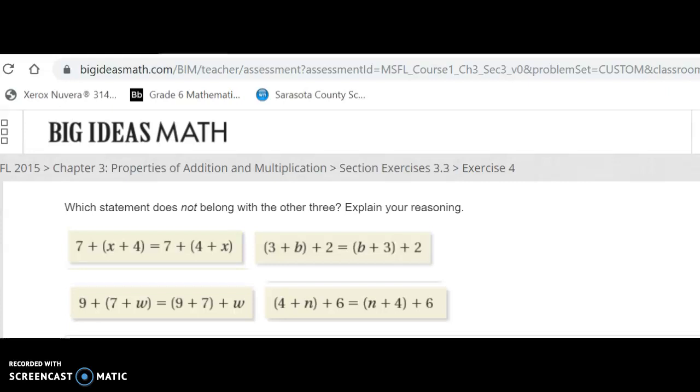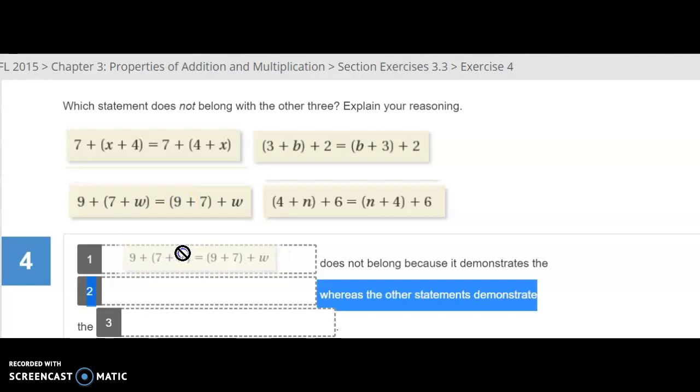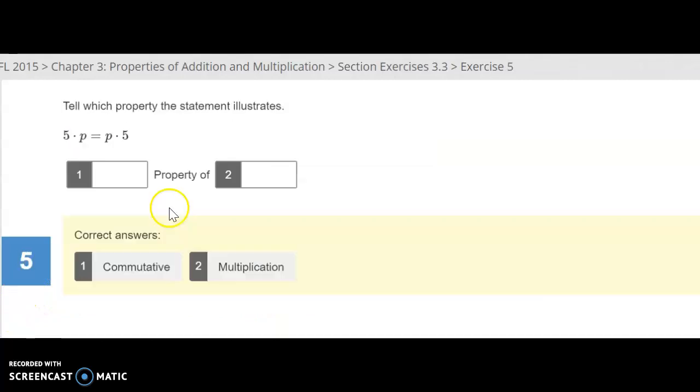So, basically we have: which statement does not belong? We can see that in all of these the numbers have been moved: x plus 4, 3 plus 2, so these are all commutative. This right here is associative because they kept the numbers exactly the same. They just changed the parentheses, or the numbers that they're associated with. So this one does not belong because it is associative and the other three are commutative.